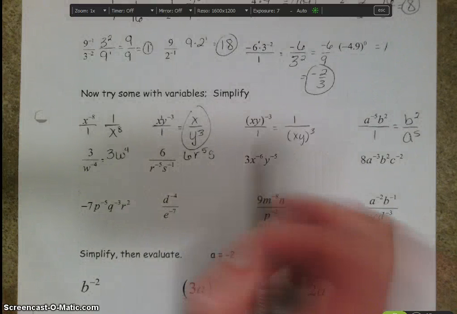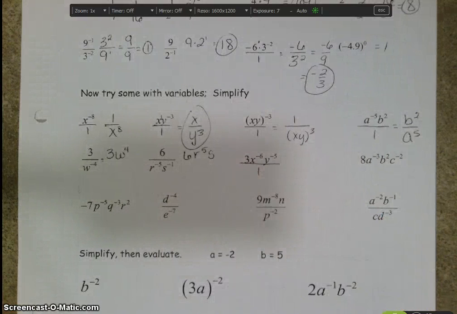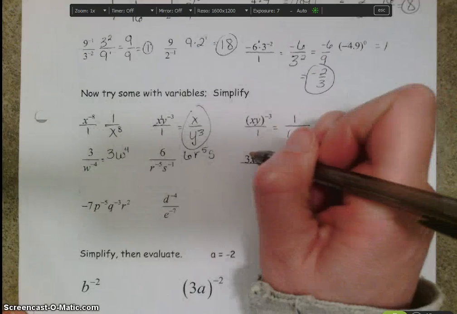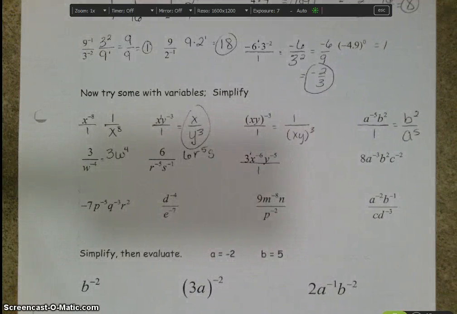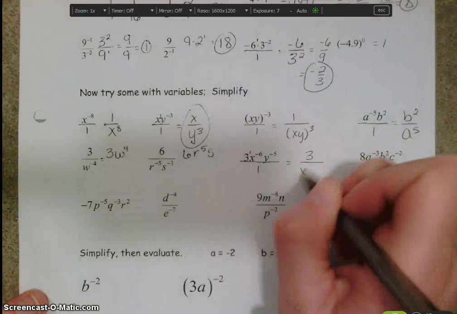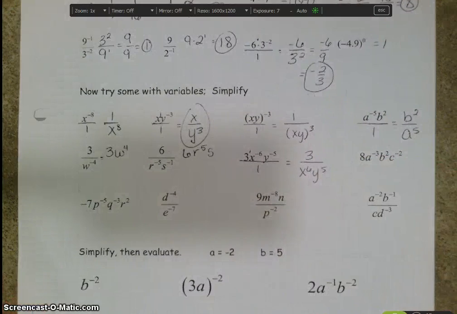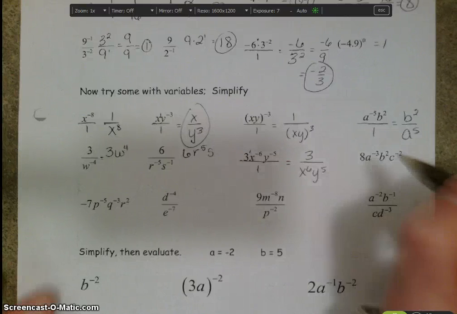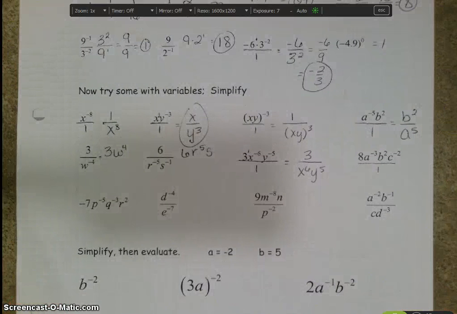Next one. Three is not the x. 3 is multiplied with the x to the negative 6. So keep it where it is. It's happy. X and y were both unhappy, so we moved them. Again, I hope you're pausing this and thinking about some on your own. I'm just flying through them.